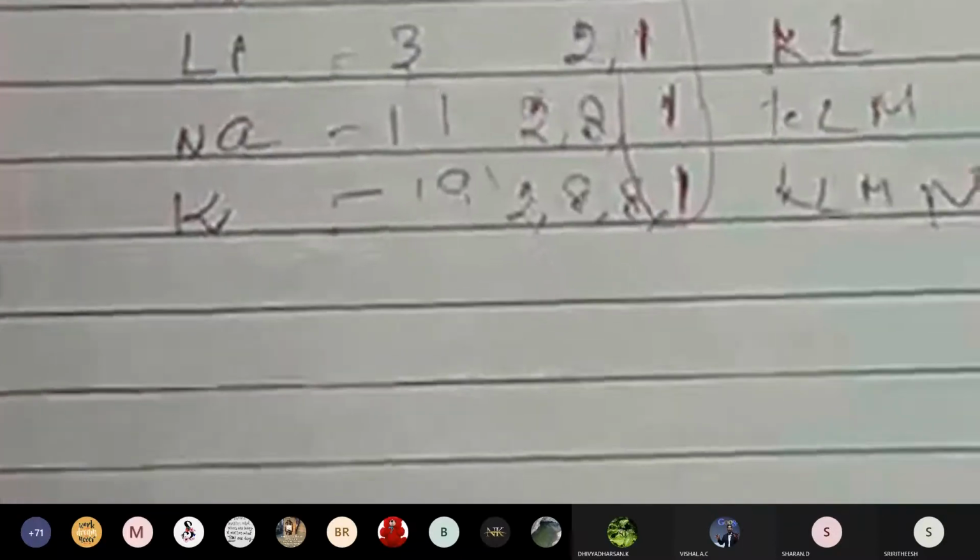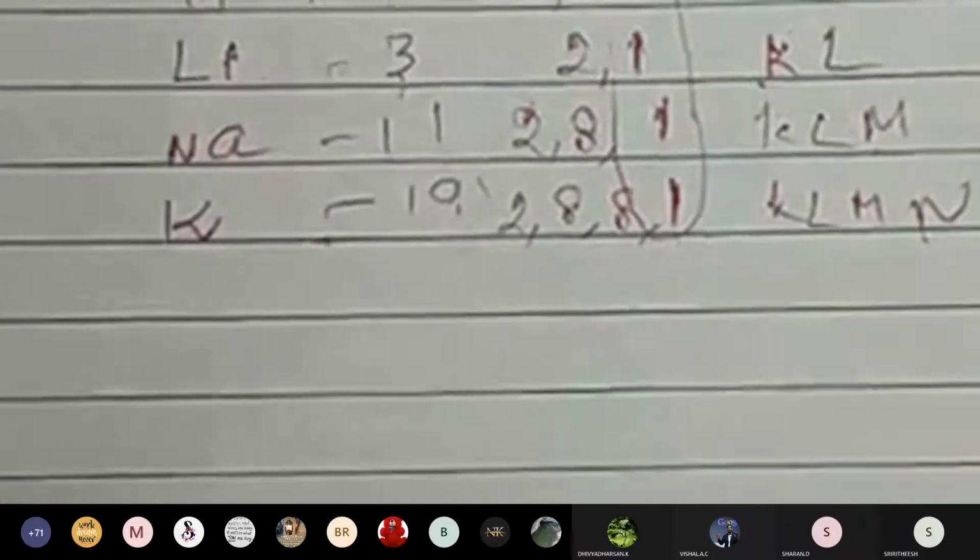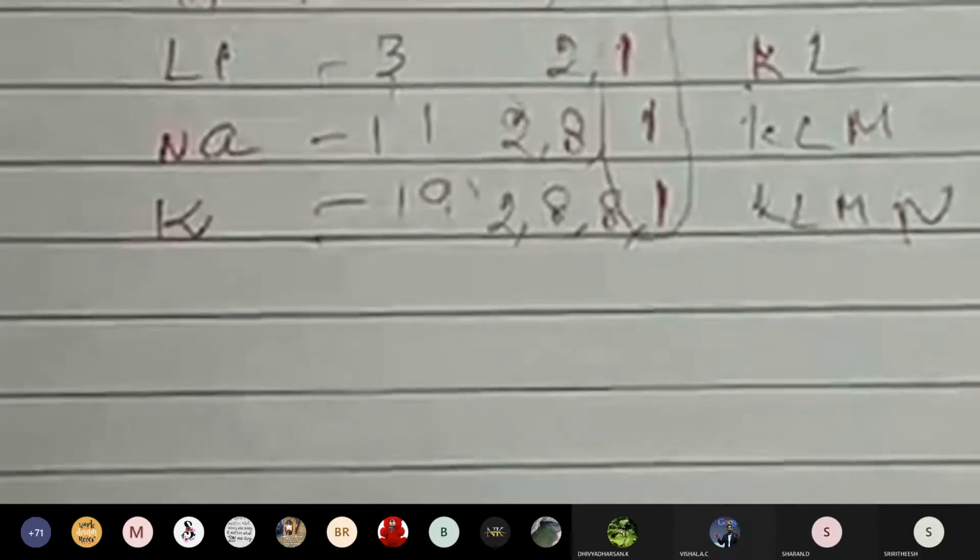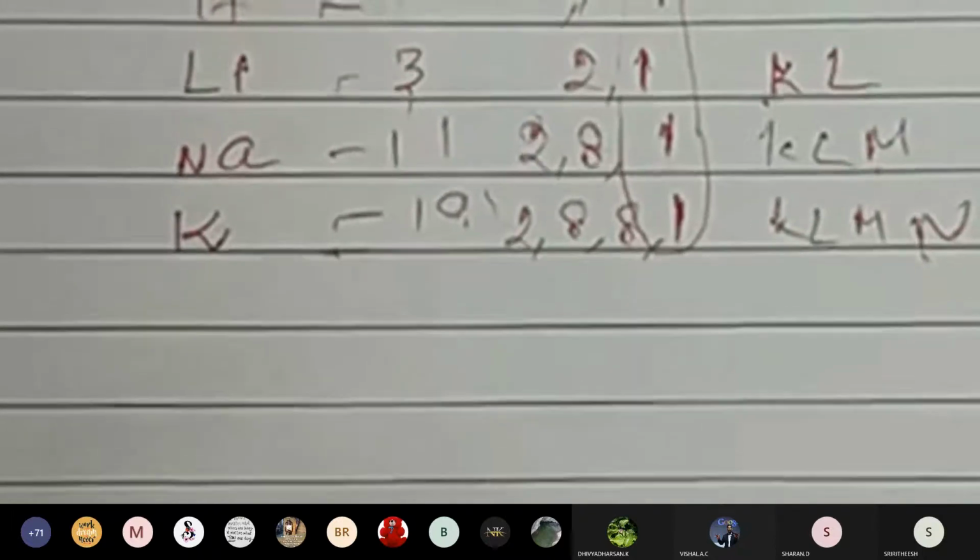Can you understand this, all of you? Yes, sir. Any doubt in this now? Can you do it for chlorine now, all of you? Chlorine, fluorine, bromine. What is the atomic number of chlorine? Atomic number of fluorine is 9, chlorine is 17, and for bromine it is 35. Do it now.